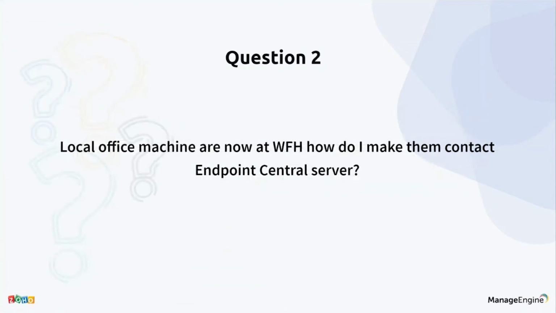Local office machines are now at work from home. How do we make them contact the Endpoint Central server? As we discussed earlier, if a machine is not on VPN, we need a secure gateway server to establish the communication to the Endpoint Central server. And if they are connected via VPN, the agent will communicate with the Endpoint Central server directly without the need of SGS.